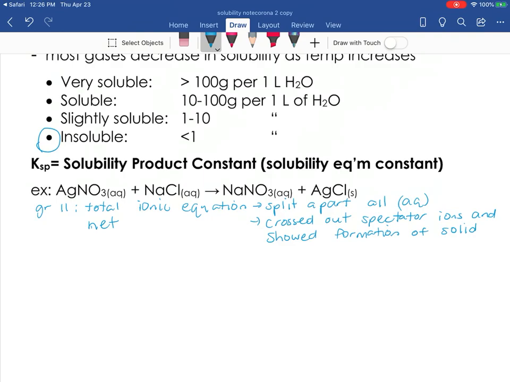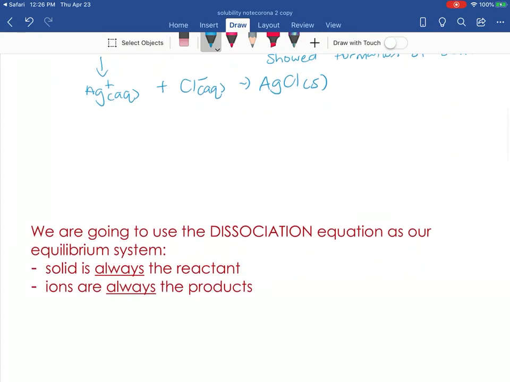Which is fine, but what we're going to focus on in grade 12 is the dissociation equation. So in this case here, without doing the total because it's sort of useless, if we were going to cross out the spectators, sodium and nitrate are aqueous on the reactant side and on the product side, so they cross out. So the net ionic equation would show the silver and chloride ion coming together to make silver chloride. But what we need is the dissociation equation. So this red is not on your notes, so if you want to pause the video here and write it down.